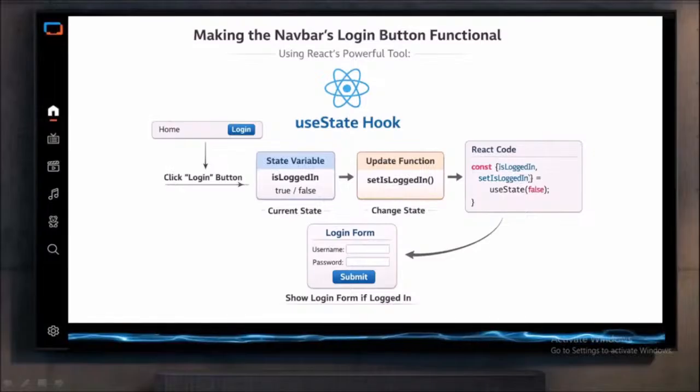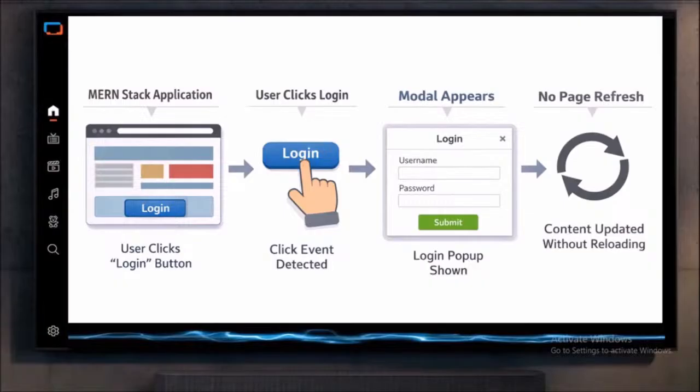So viewers, to make the navbar login button functional, we'll use one of the most powerful tools in React, and that is useState. In a MERN stack application, we often need to show different things based on a user's action, like clicking a button without refreshing the page. We'll create a sample modal, like a pop-up window that appears when we click login.